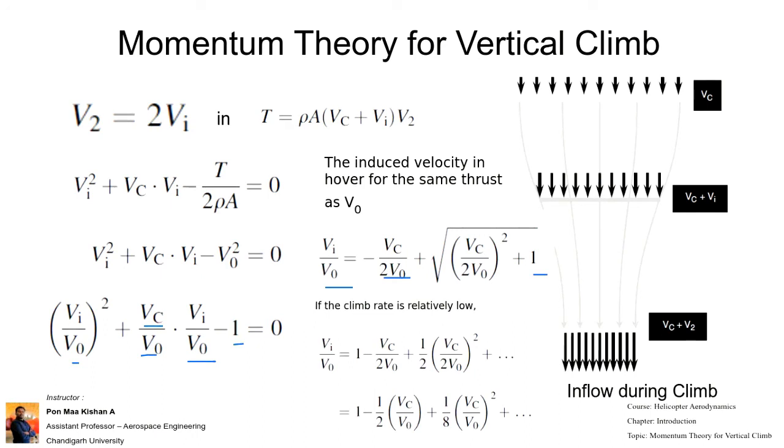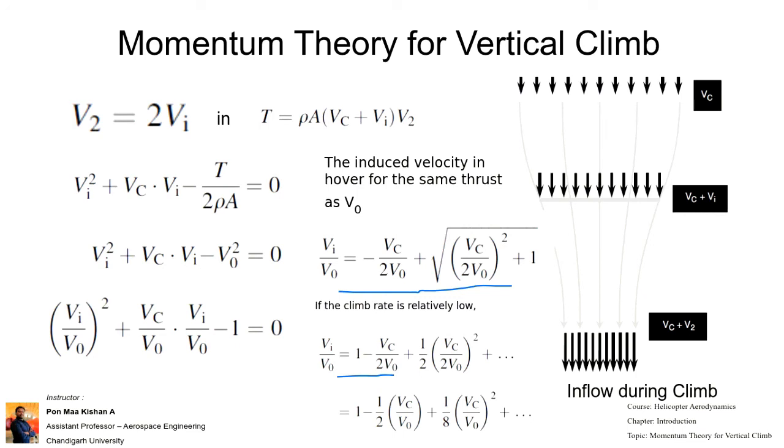If the climb rate is relatively low, if you are going for a steady climb, what is meant by climb rate? The rate of speed, right? How much altitude we are climbing per second, also called velocity of climb. So the rate of climb is relatively low. Then instead of this equation, we will consider the binomial expansion: 1 minus Vc by 2 V naught and so on, a series correspondingly taken.